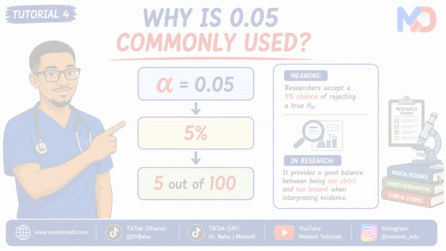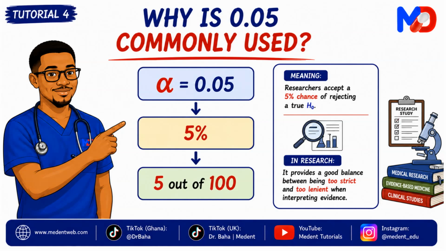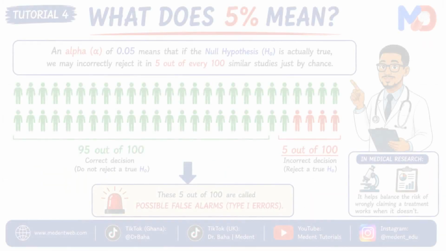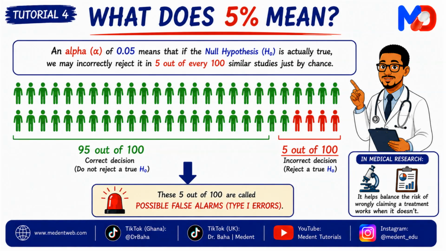The commonly used level of significance is 0.05. This means researchers accept a 5% chance of making a type 1 error. It provides a good balance between being too strict and too lenient when interpreting scientific evidence. An alpha of 0.05 means that if the null hypothesis is actually true, about 5 out of every 100 similar studies may incorrectly reject it purely by chance.